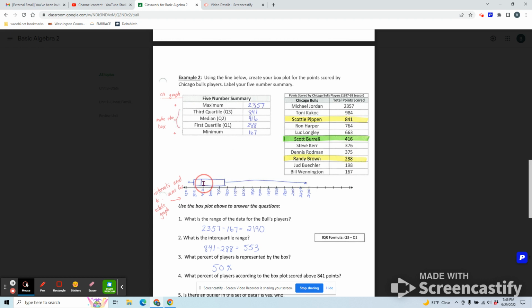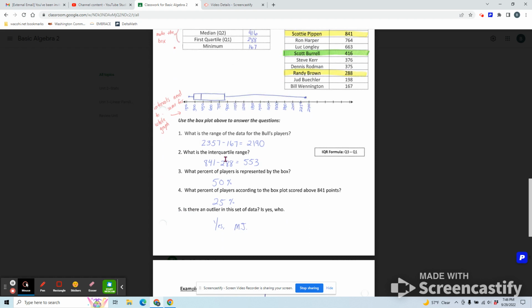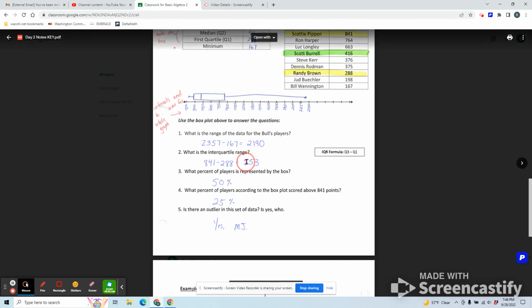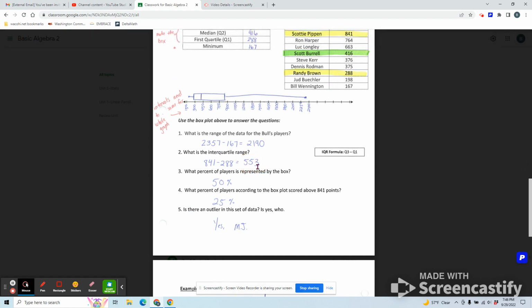So remember, everything in this box actually is 50% of my data. This entire box is 50% of my data. So 50% of the points scored were between that range. 553 was that range between those players in that box. And that's what this is saying. 50% of that box is half the data. Half the players were in that box, and they scored in a range of 553 points.